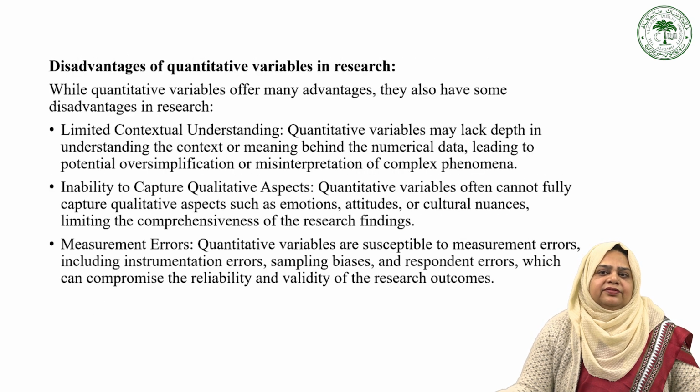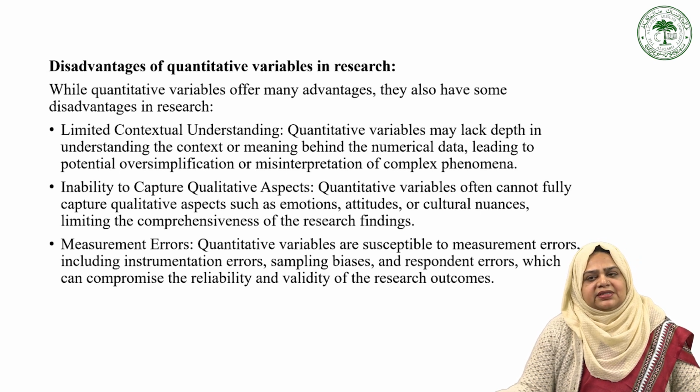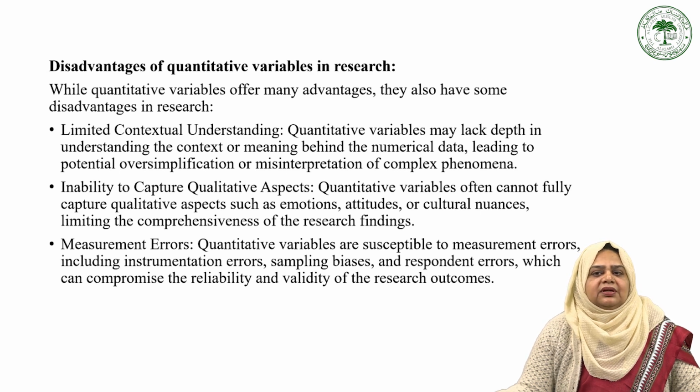Quantitative variables have various advantages in research, but they also come with some limitations or disadvantages. One drawback is the limited contextual understanding they provide. While numbers can be informative, they may not reveal the deeper meaning or context behind them. This can lead to oversimplification or misinterpretation of a complex phenomenon.